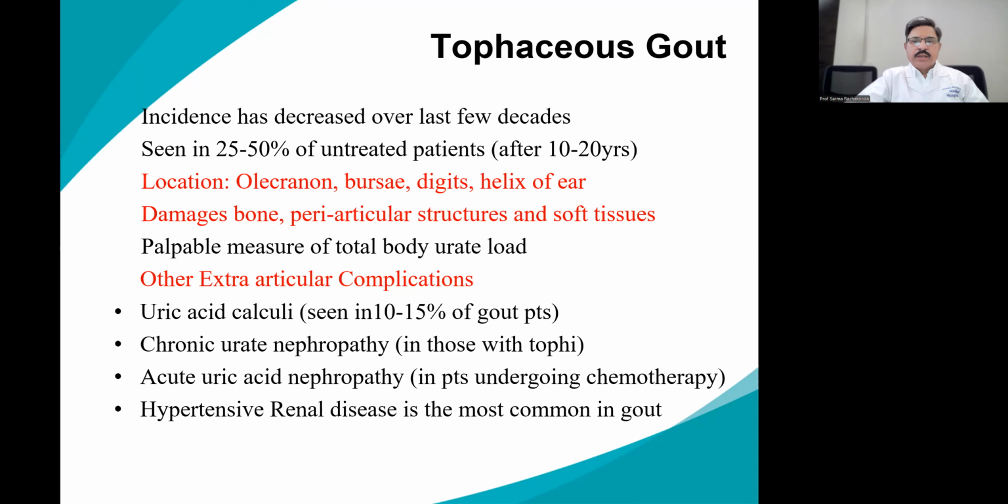Hypertensive renal disease is most common in gout. Hypertension and gout are associated. In fact, uric acid today is a cardiovascular disease marker. Persons with high uric acid, even if they do not have gout, are prone to more cardiovascular manifestations. That is why it is a cardiovascular marker. So you do a uric acid routinely.